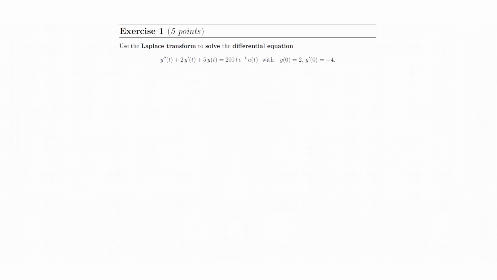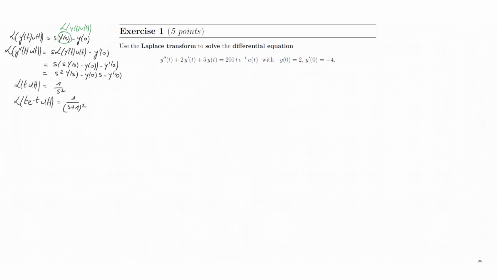Let us start with the first exercise, which is a differential equation that you have to solve using the Laplace transform. And it's a second order differential equation, so you have 2 initial conditions. As usual, try to do this by yourself if you're preparing your exam and push the pause button. So let us have a look at what we need, and the first thing we need, of course, is to compute these Laplace transforms here. That involves the first derivative and the second derivative.